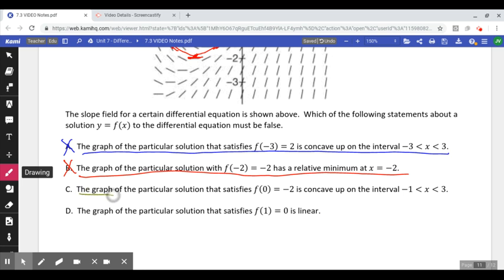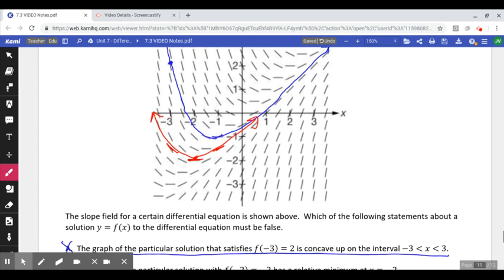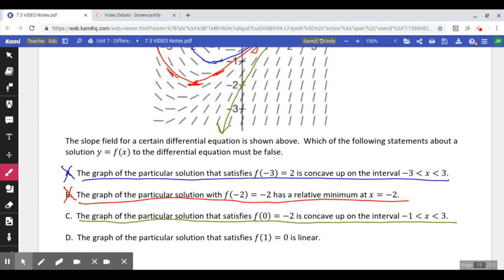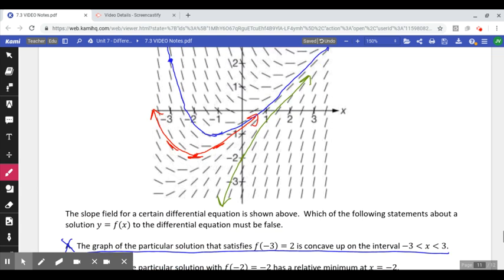It says the graph of the particular solution that satisfies f at 0 is -2 is concave up over that interval. Let's try to draw the solution at 0, -2. 0, -2 is there, and that solution is going to look something like this. And then there we are right there. It's tough to tell on this one a little bit, but it appears that the shape of this graph is concave down. We only want to look at the interval -1 to 3 here. So there's that curve right there. -1 would be over here.